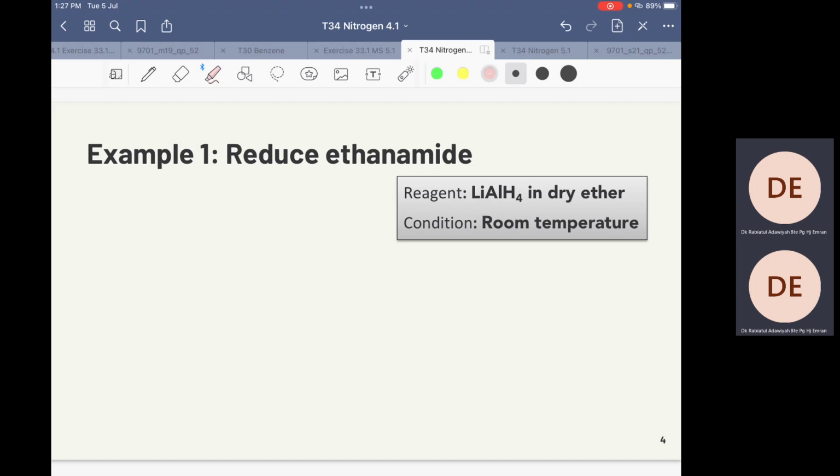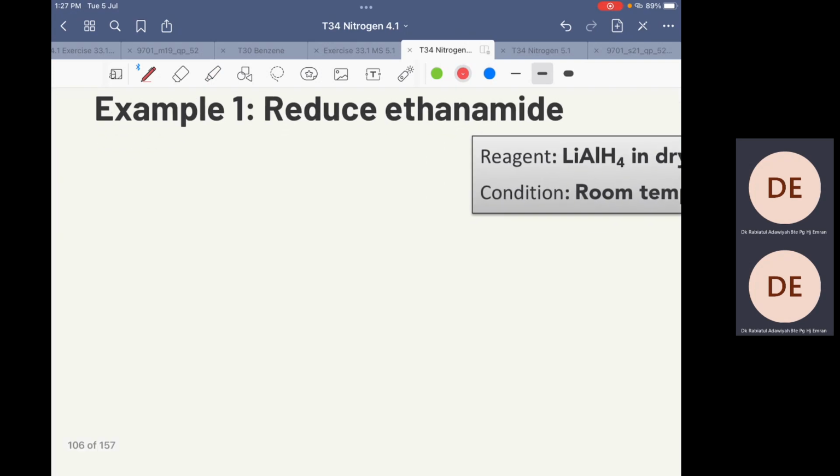Okay, so we're going to look at the first example, which is to reduce ethanamide. If you still remember, ethanamide is when you have two carbons, CH3, C double bond O, and NH2. Okay, so reduction, lose or gain hydrogen? Gain hydrogen, and we gain 4 hydrogen.